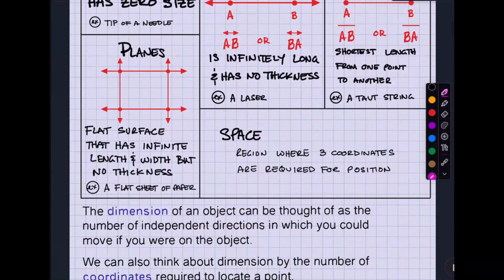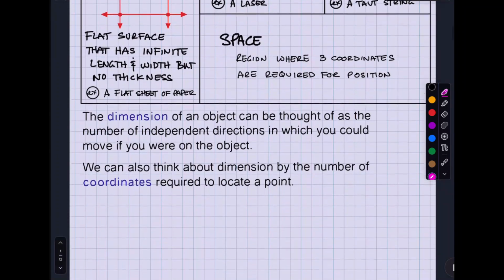If it's a plane, it's a flat surface that has infinite length and width, but no thickness. In space, region where 3 coordinates are required for position of that space. Now again, this is also a shell, so you guys should have either already printed this out or downloaded it to your iPad, right, so that you guys can fill it in. Which, I should say, if you download it, then there's nothing to fill in yet. You're just reading as I'm reading.